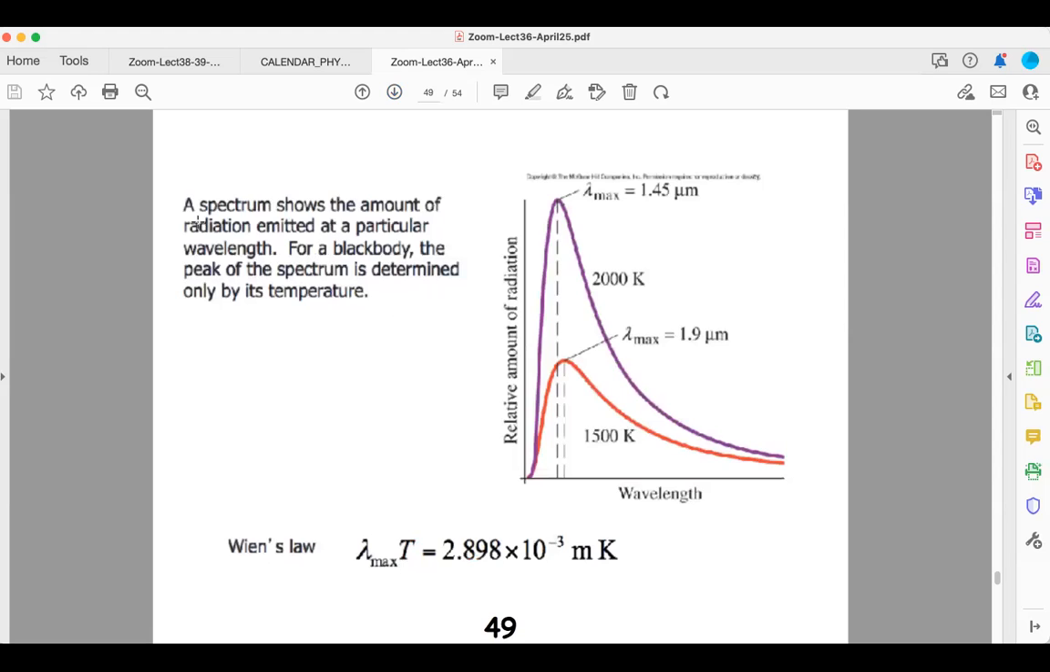So here, for example, we have a spectrum that shows the amount of radiation emitted at a particular wavelength. For the black body, the peak of the spectrum is determined only by its temperature. So this is really important to understand.